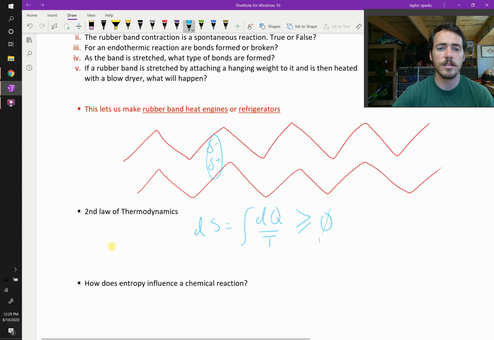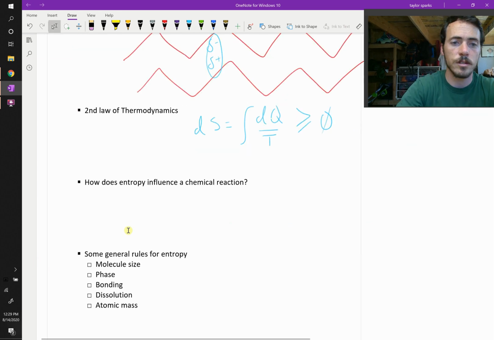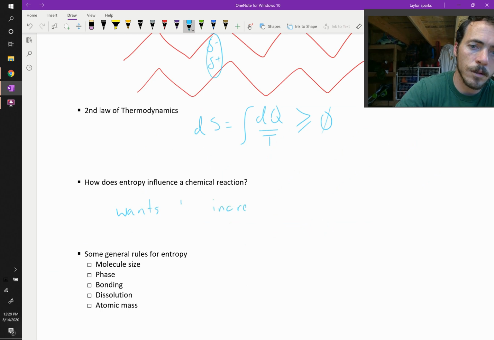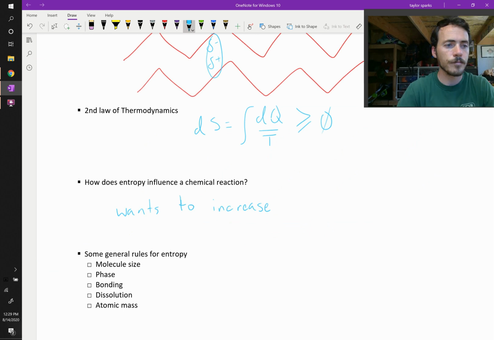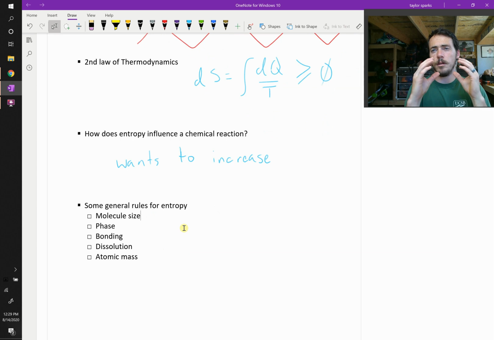So that is entropy. Now, how does entropy influence chemical reactions? We know that it wants to increase. If it wants to increase, then let's think about reactions. If you've got a reaction where the molecule size changes, it goes from a really big molecule to smaller molecules, a bigger molecule can have a higher configurational entropy.